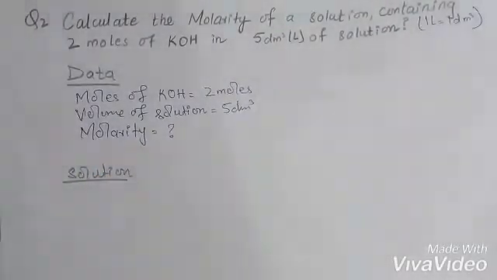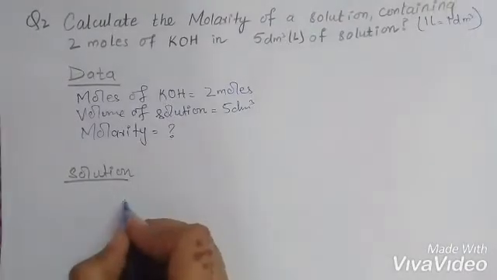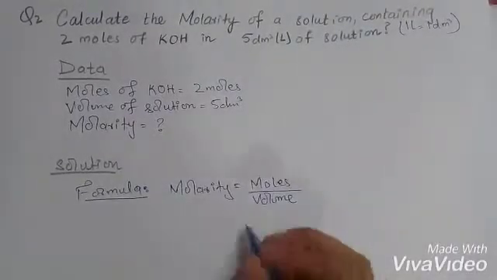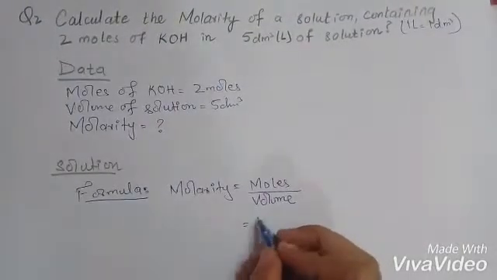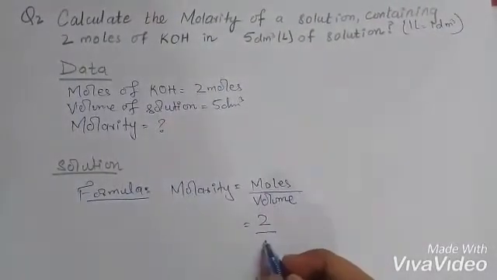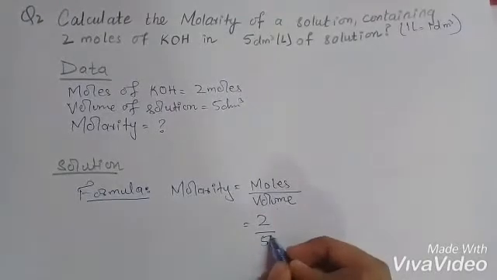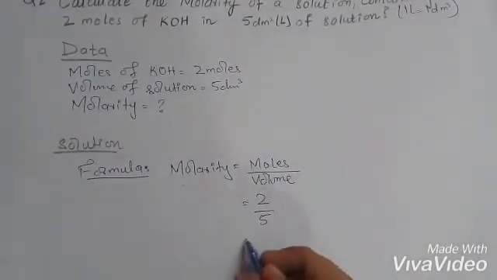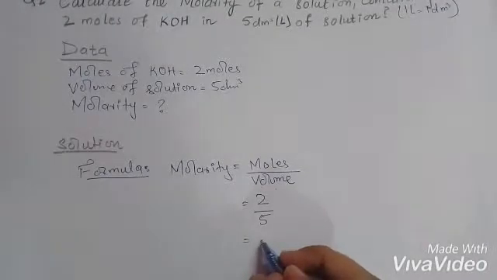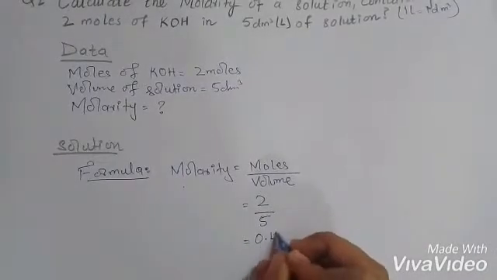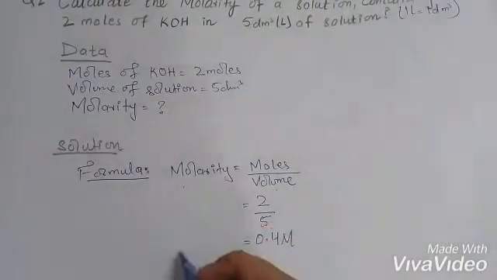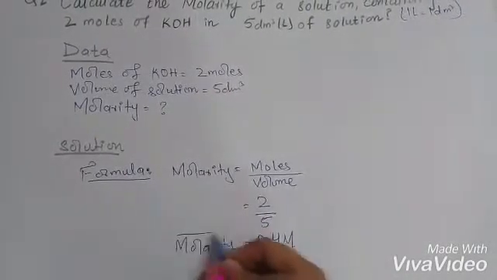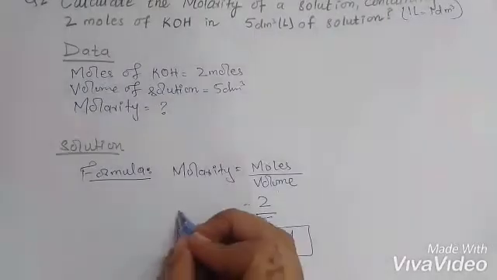Molarity, of course we have to find the molarity. Now putting the formula. This formula will be applied. Moles is 2 divided by volume is 5. So the answer is 0.4 M. This is the molarity of this solution.